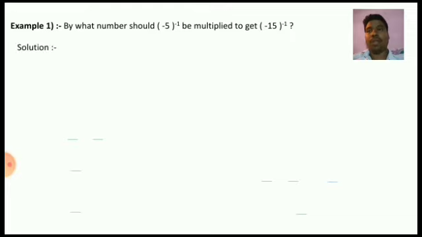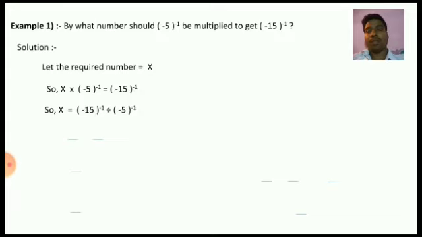Solution: we don't know which number is multiplied to (-5) raised to minus 1, so let the required number be x. We consider the required number to be x, so that we get x into (-5) raised to minus 1 is equal to (-15) raised to minus 1. We write x as it is and move (-5) raised to minus 1 to the right side, so that we get x is equal to (-15) raised to minus 1 divided by (-5) raised to minus 1.